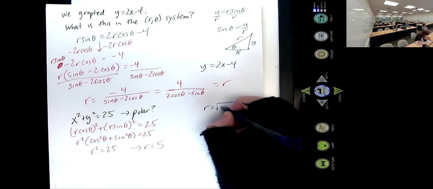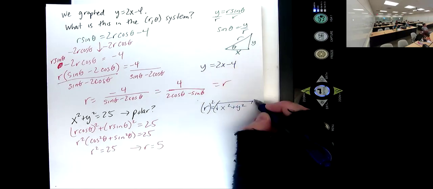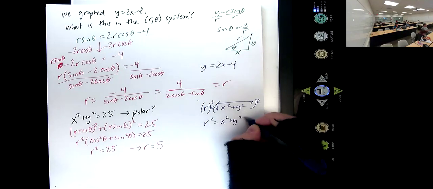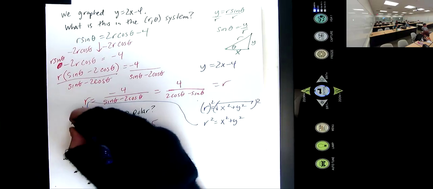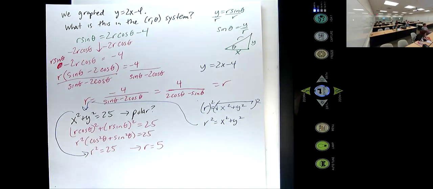We could have started with this and just squared both sides here. You get r squared equals x squared plus y squared, and you plug that in. Either way, you get r squared equals 25, so r equals 5. Guess how easy that is to draw?